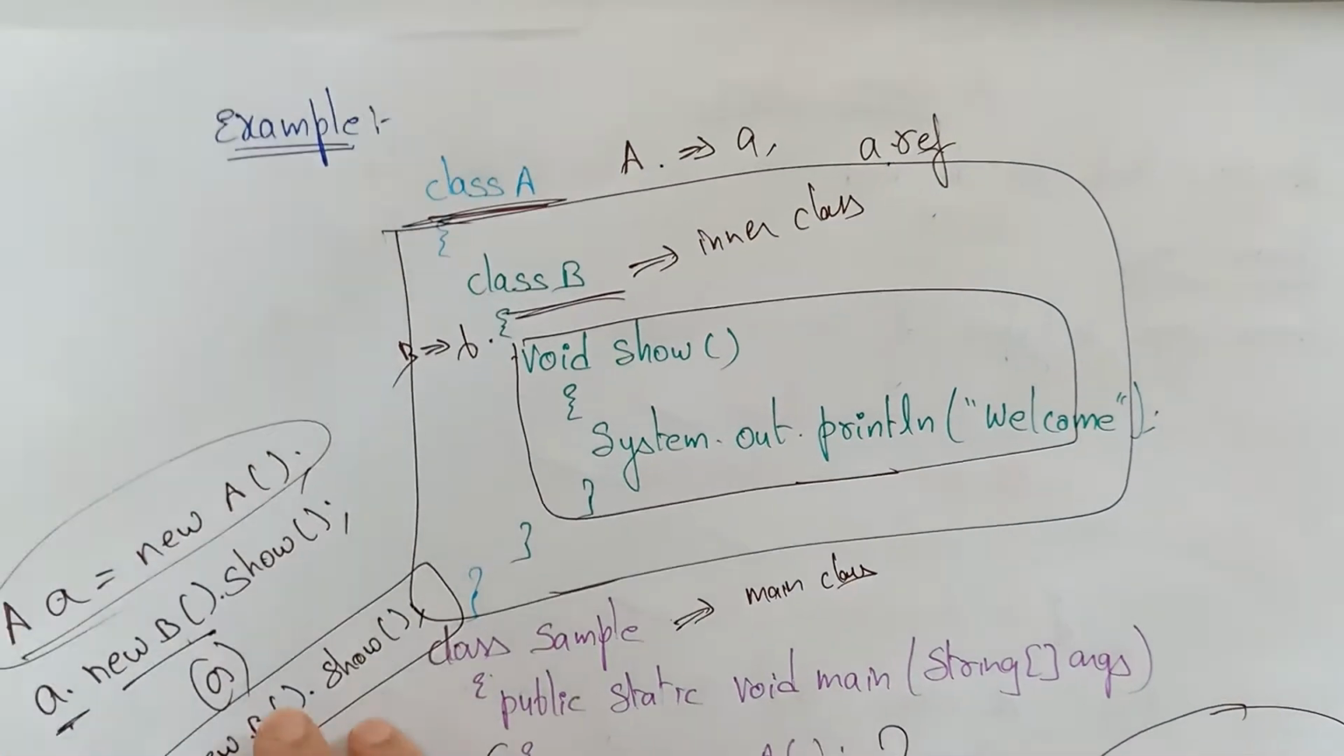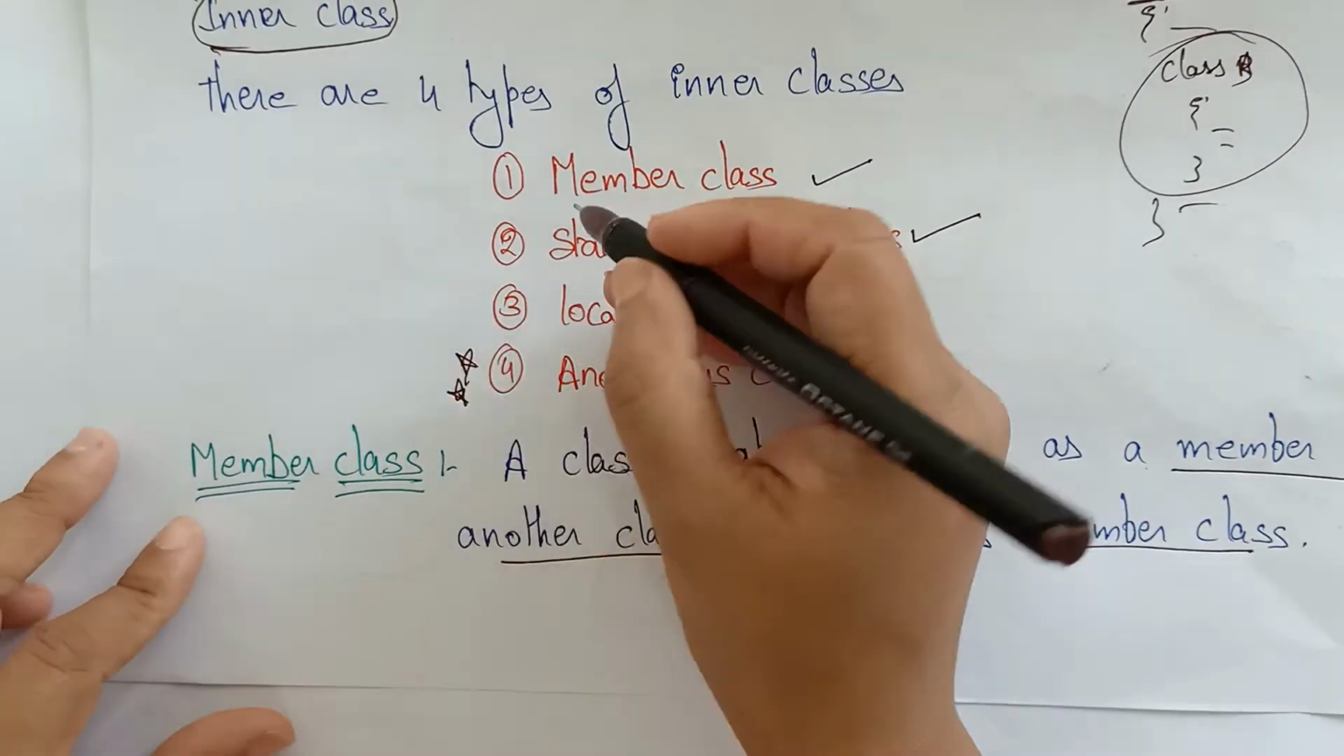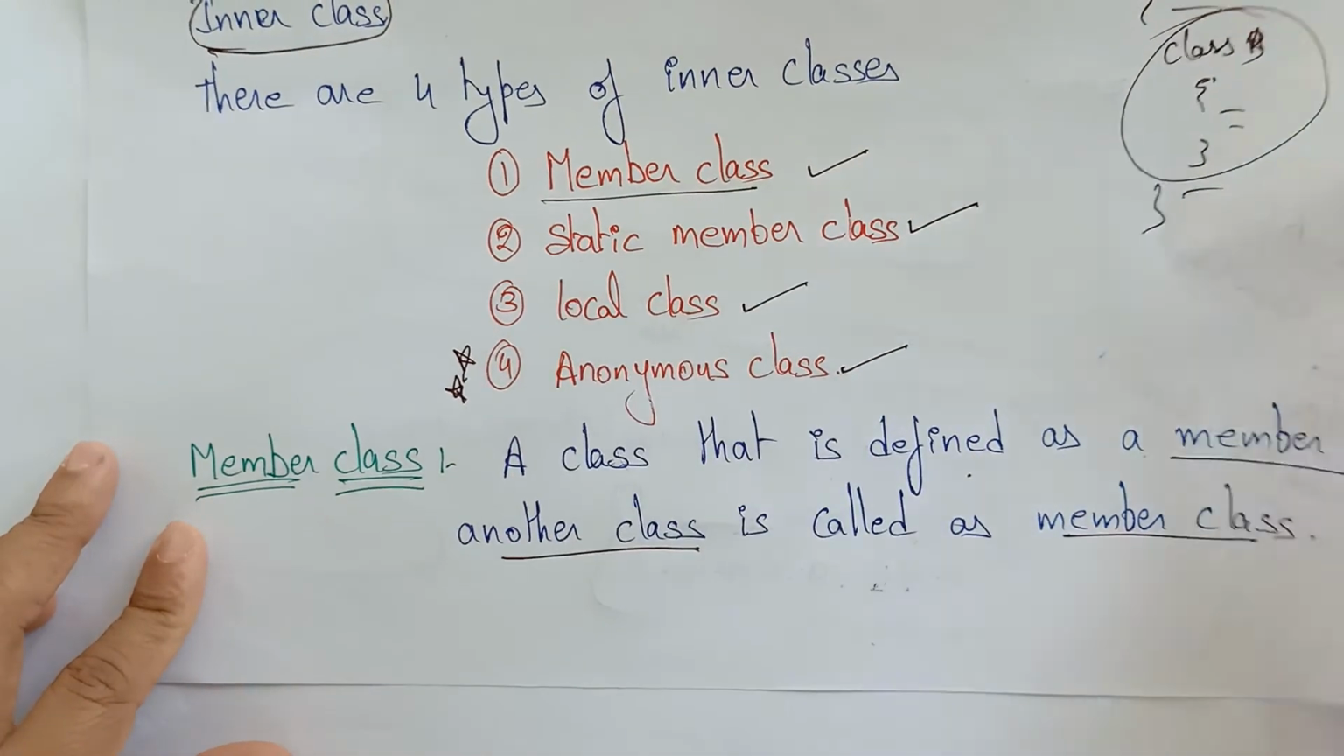Now let's see the static member class. So I said the static member class. So a class that has to be demonstrated, static member class. What is a static member class? Static member class is also nothing but a member class. What I said? 4 types of inner classes. So member class is over. Now let's see the static member class.